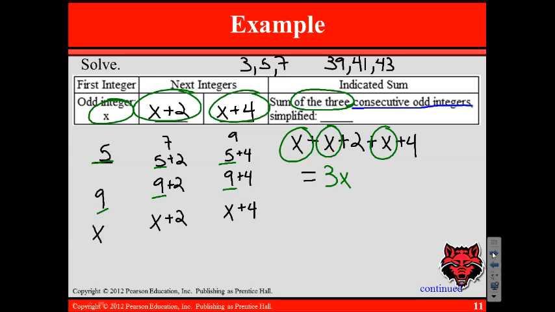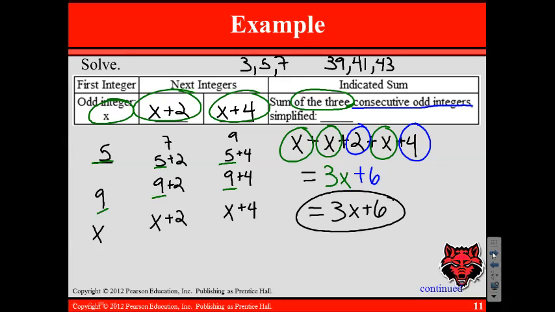We have 2 and 4, and that adds up to 6. 3x and 6 are not like terms, so that's as far as we can go. 3x plus 6 is the simplified sum.